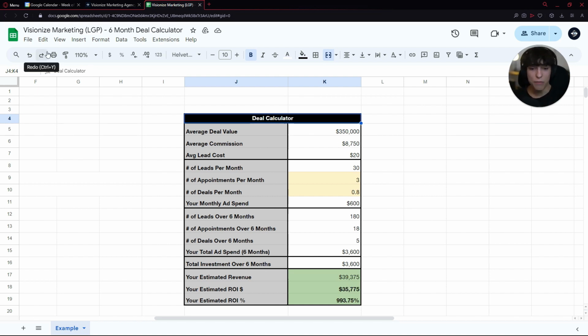Just from setting more appointments and closing more appointments, you now went from $39,000 in estimated revenue to $141K in GCI. Once again, just by converting more leads to appointments and closing more deals. So sales ability has a huge role in this, and it'll have a huge role in your profitability when you are doing lead gen.